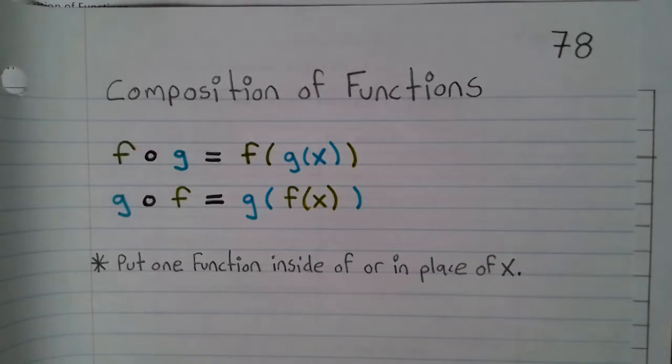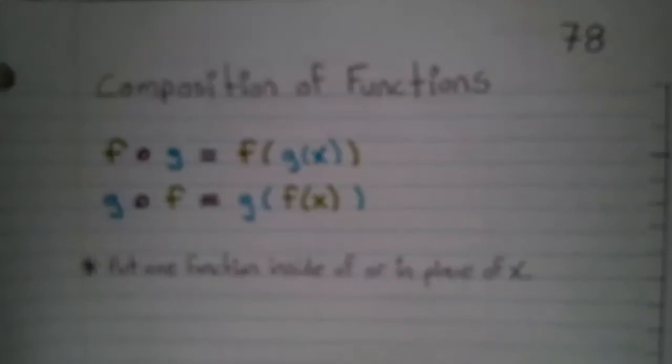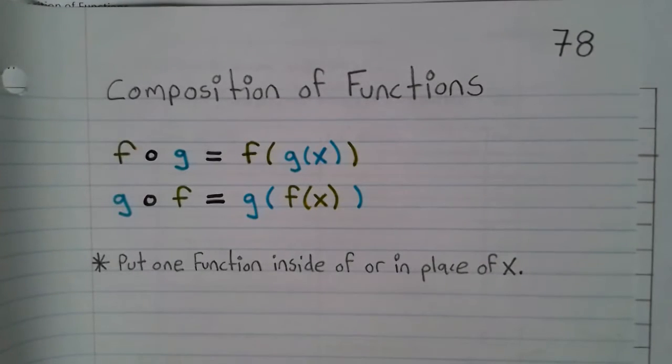Okay, Wildcat, so we're on journal page 78, composition of functions. f of g equals f of g of x. g of f equals g of f of x. Note, composition of functions is when you put one function inside of or in place of x.